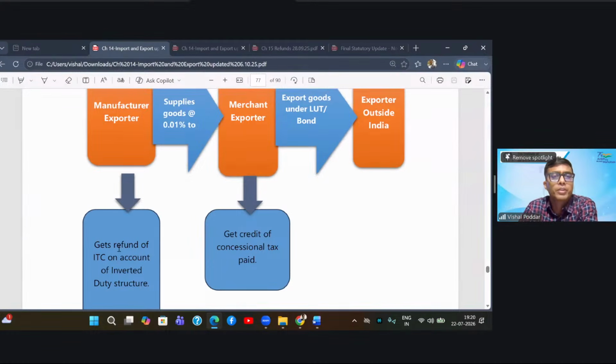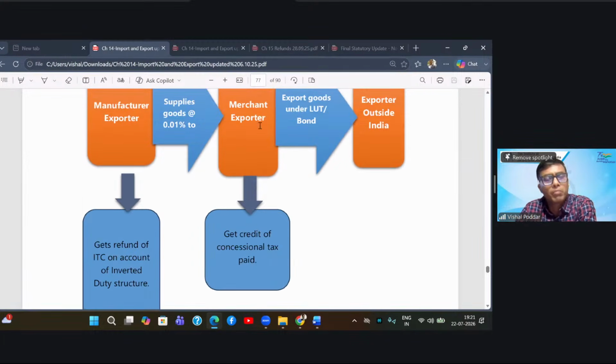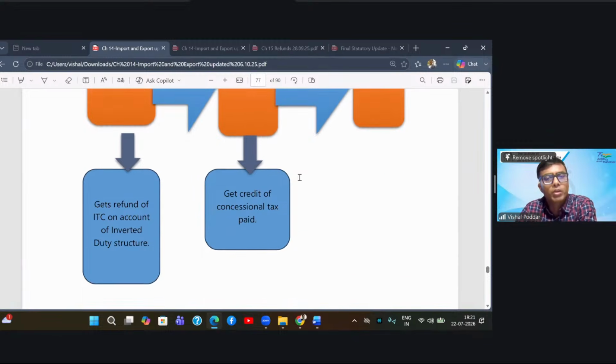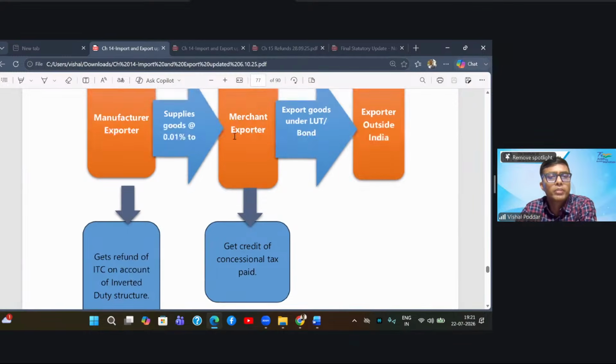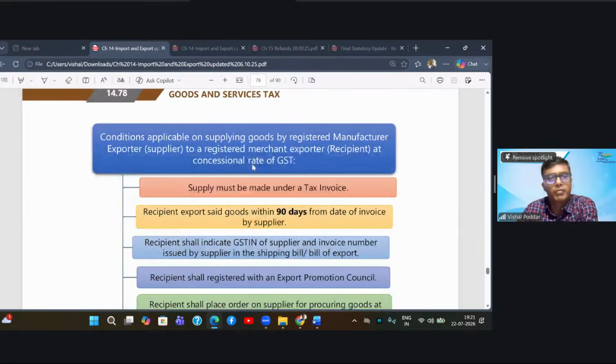In such cases, whatever tax I have paid on my input side is higher than the tax which I'm paying on my output side. So the difference I can get back as a refund, which is also called inverted duty structure refund or the IDS refund. Similarly, the merchant exporter, who is the ultimate exporter, will get the credit of this 0.1% tax charged by me, and that credit again it can avail for a refund.